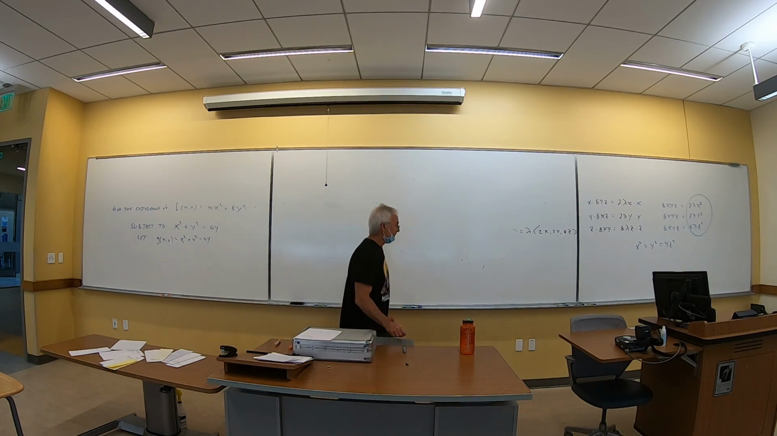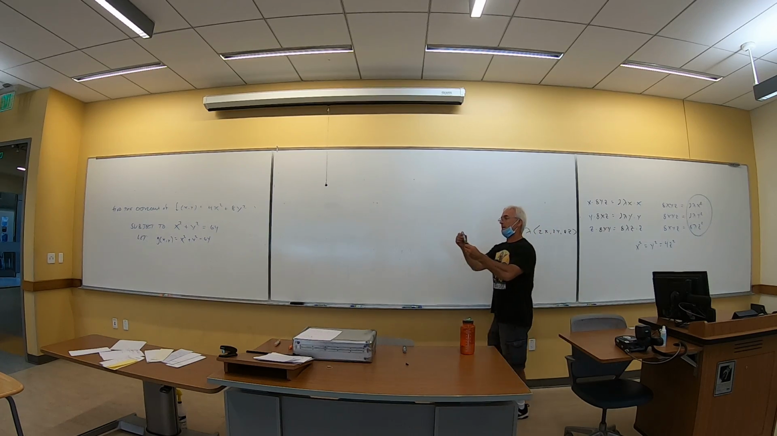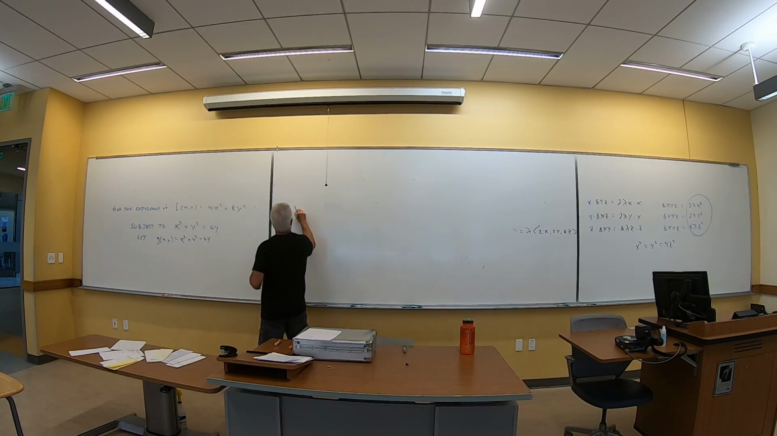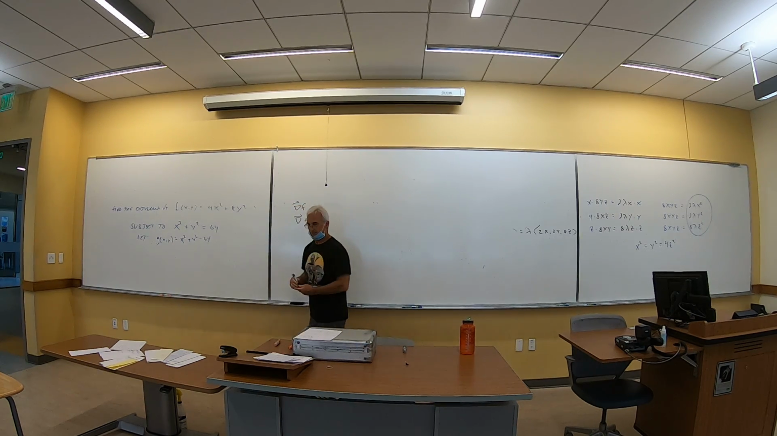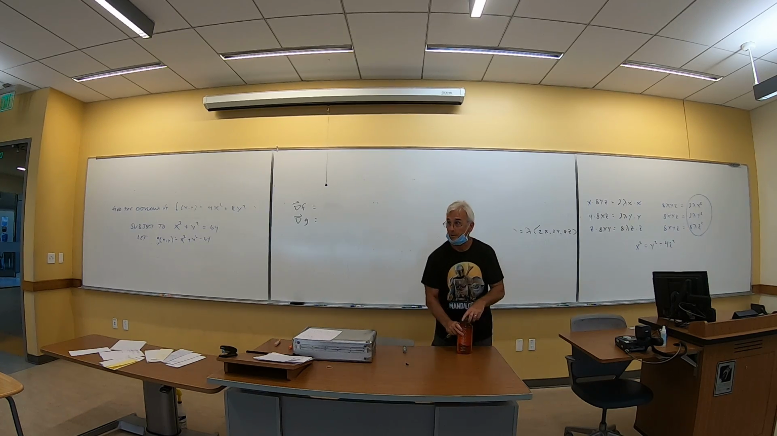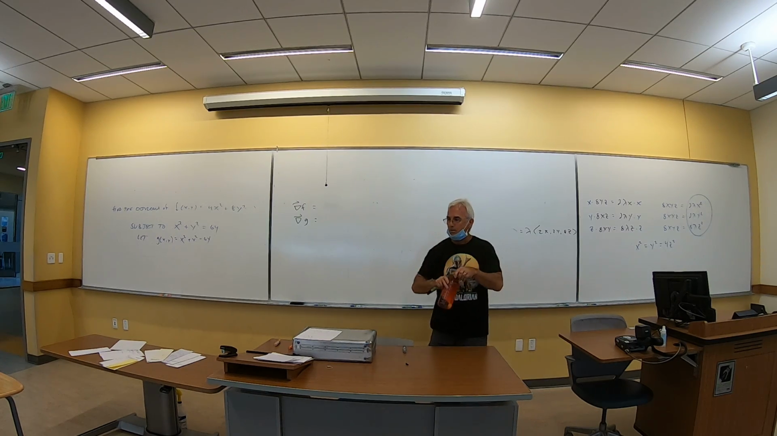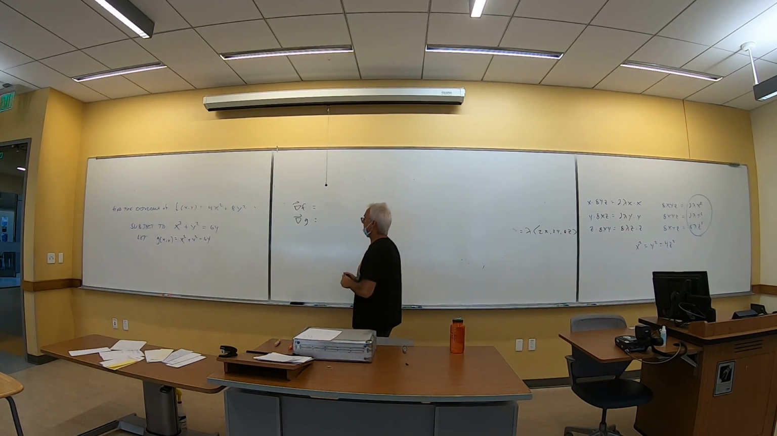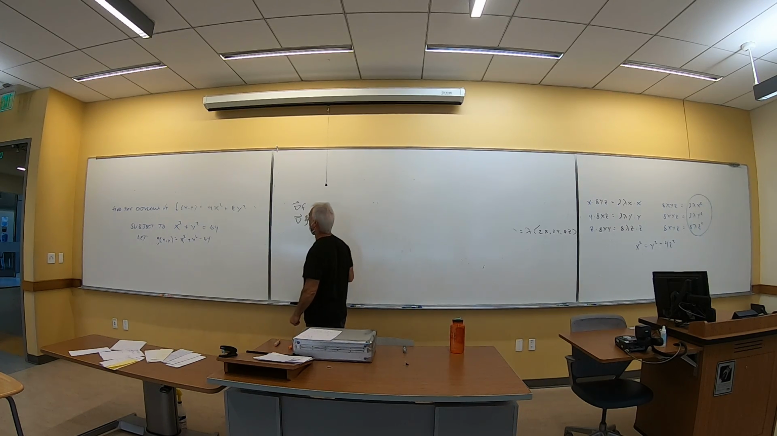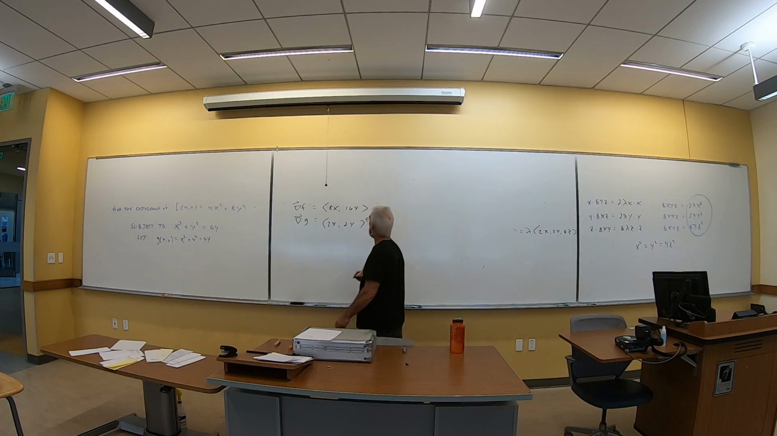Hold on, I'm going to find a pen with some life in it still. Okay. So everyone, let's find the gradient of f and the gradient of g. Hopefully at this point you're really fast at this part of the problem. So what's the gradient of f? 8x, 16y. What's the gradient of g? 2x, 2y.